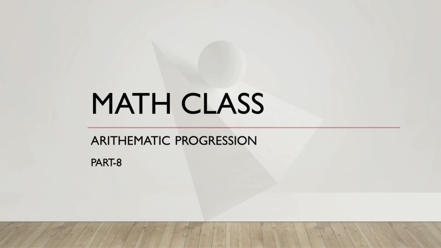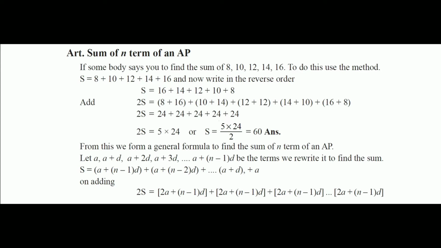Hello friends, this is our 8th video of arithmetic progression. In previous videos, we have learnt the formula an is equal to a plus n minus 1 into d, which we used to calculate the first term a, common difference d, the general term an, or the number of terms n. In today's video, we will learn the formula of sum of n terms of an AP.